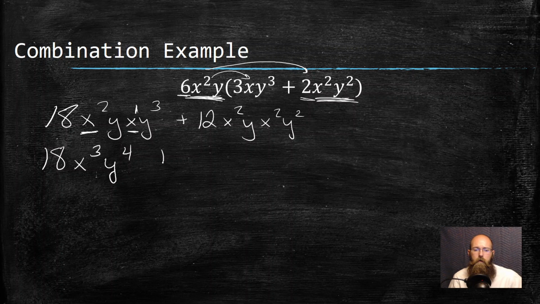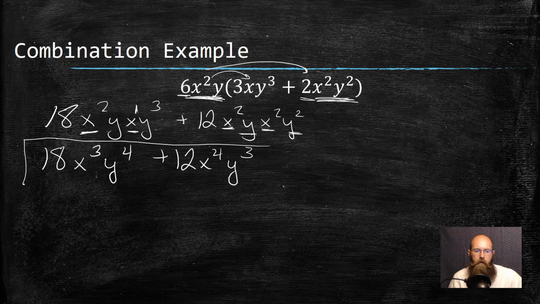That is important. Then my next one, I've got a 12. Multiply my x's together, I get x to the 4th. My y's together, I get y cubed. That is my answer. I know both things have x's, both things have y's, but their exponents are different, so it does make them separate in different terms.